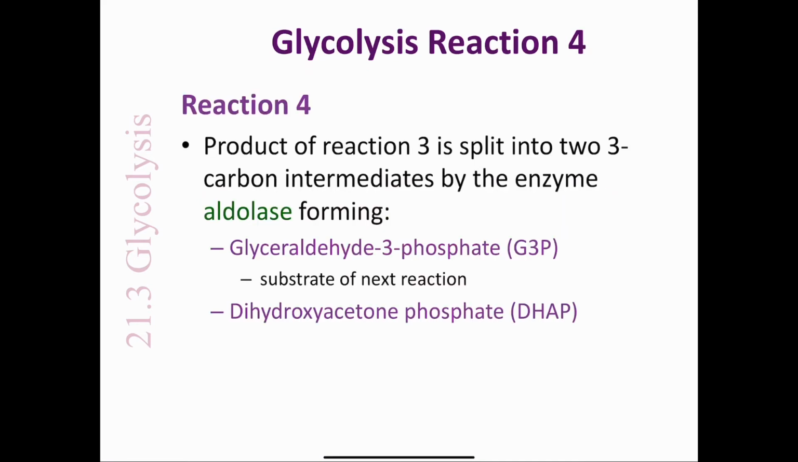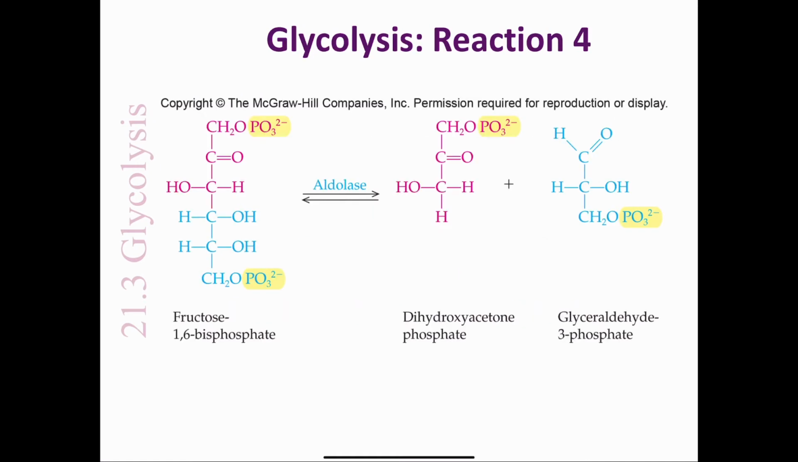Fructose 1,6-bisphosphate is then split into two 3-carbon intermediates in a reaction catalyzed by an enzyme aldolase. The products are glyceraldehyde 3-phosphate, or G3P, and dihydroxyacetone phosphate, or DHAP. So fructose 1,6-bisphosphate is a 6-carbon molecule, and aldolase serves to split it in two. We end up with dihydroxyacetone phosphate, or DHAP, and glyceraldehyde 3-phosphate, or G3P.